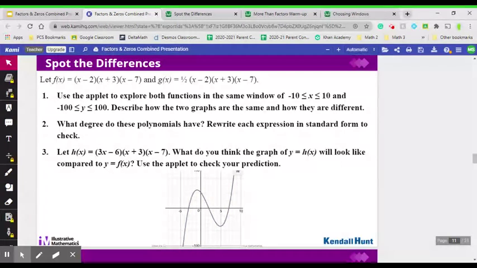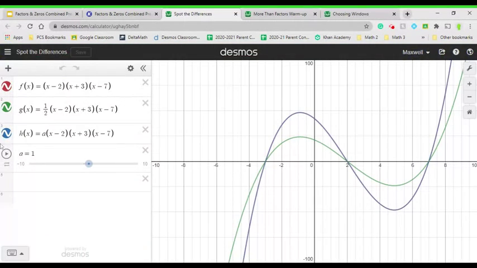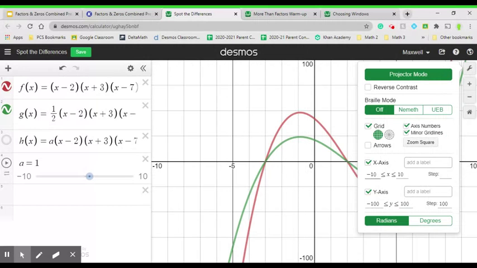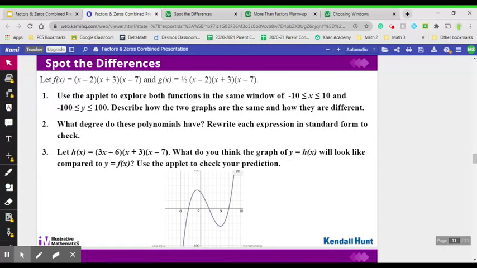So let's, for starters, go to our Desmos page and look at number 1, and we're looking at f of x and g of x and seeing how different they are. So we have f of x in red and g of x in green, and we see our domain and range are set up. If you're unsure how to do that in Desmos, if you go down here to the x-axis, you can type in whatever you want to use. Negative 10 to 10 and negative 100 to 100 is what we talked about before. And you can see that that is what our slide was talking about.